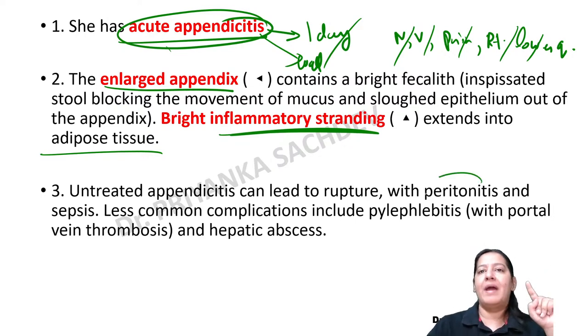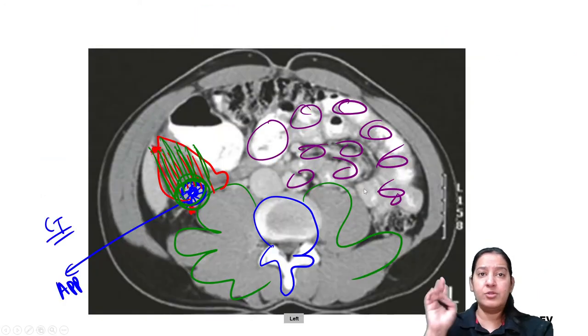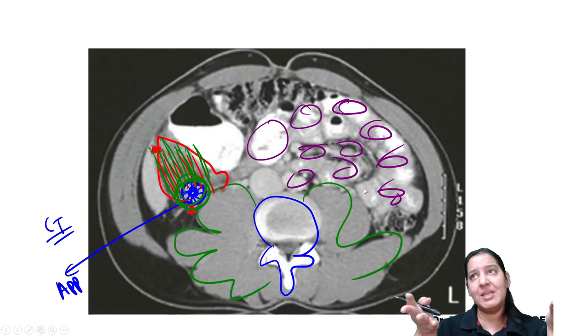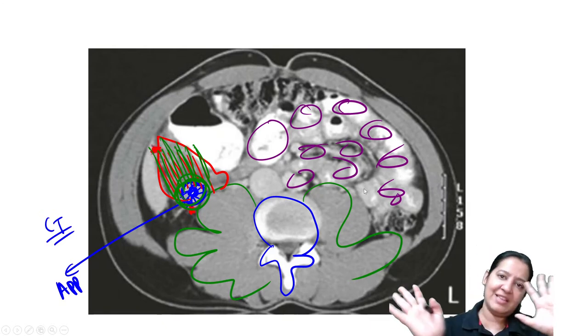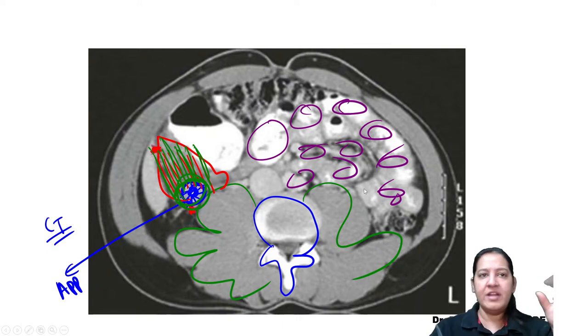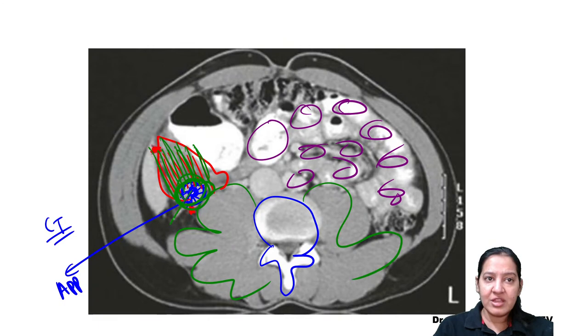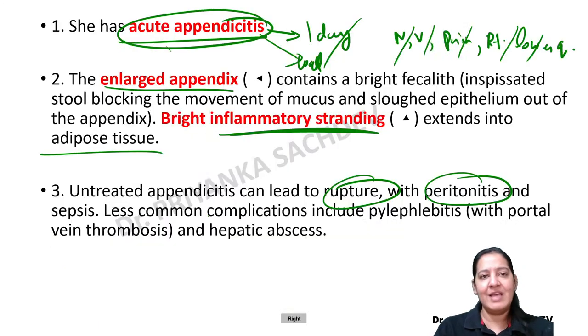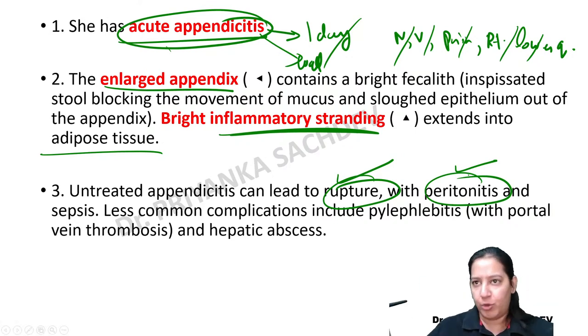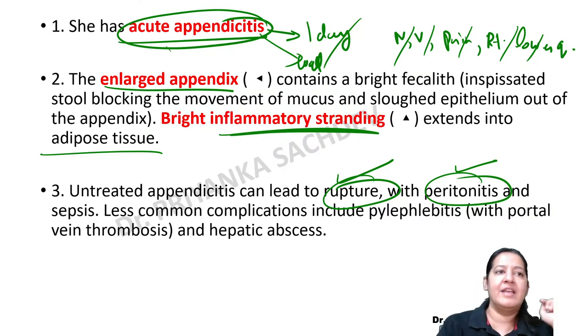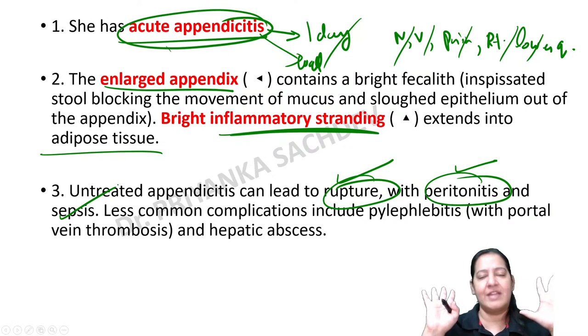It can lead to peritonitis, it can lead to rupture. So it is an emergency. You may have seen that in an emergency, the surgeon operates on this patient and takes the inflamed appendix out. If you don't operate now, the appendix will rupture. Once the appendix ruptures, everything will come into the free space and it can cause sepsis. Rupture can lead to peritonitis. Everything will come into the peritoneum. Peritoneal inflammation will be there and sepsis will be there. That can be the complication.